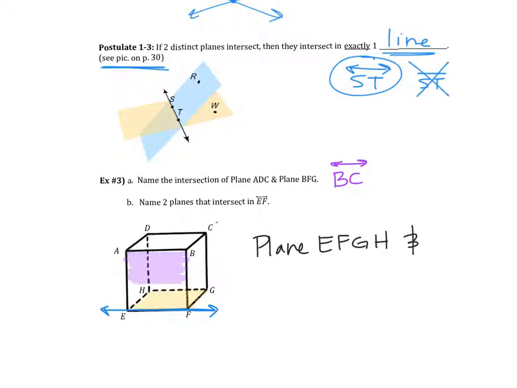ABEF, yes. When you name a plane, you want to go in clockwise or counterclockwise order. So in this case, if it's AB, we'd have to go FE, just so that it has that flow, right? It's going one direction or the other. So plane EFGH and plane, oops, I didn't change back to my pen. So ABFE.